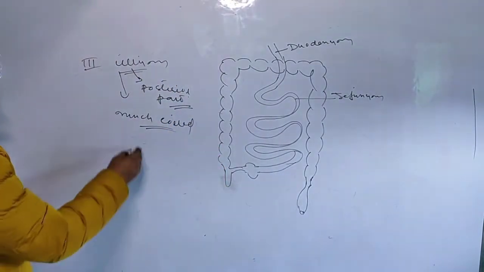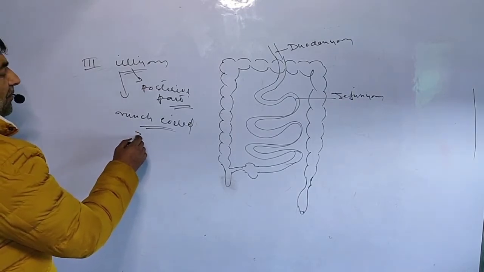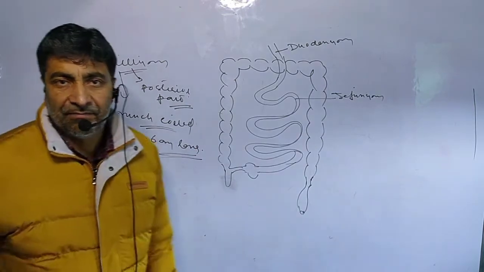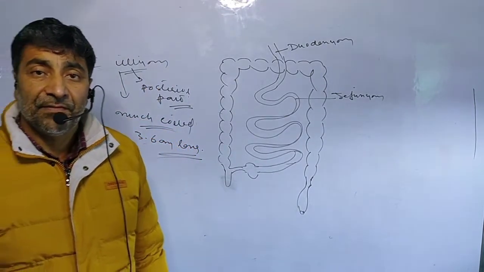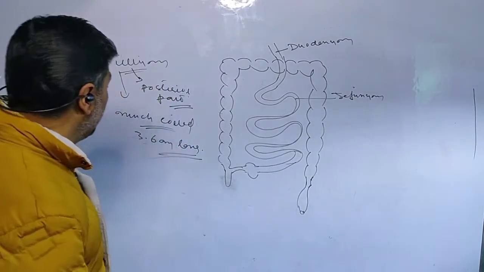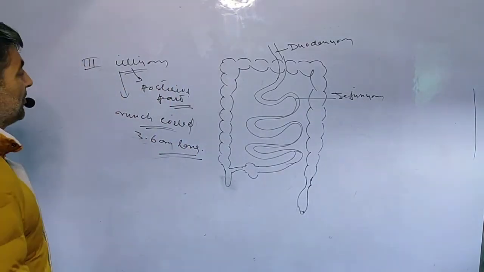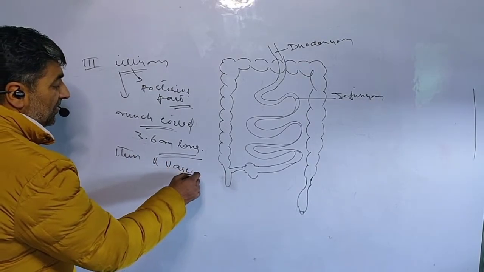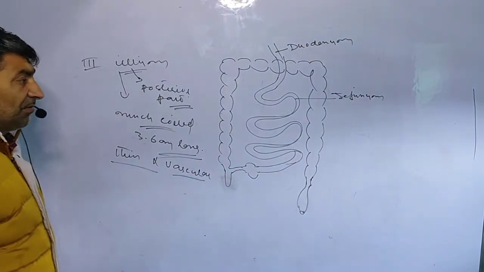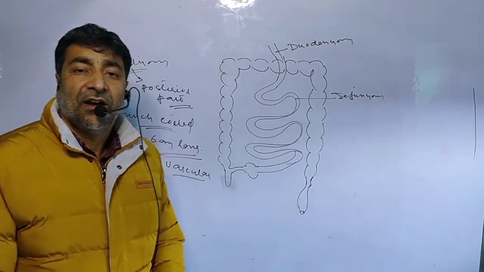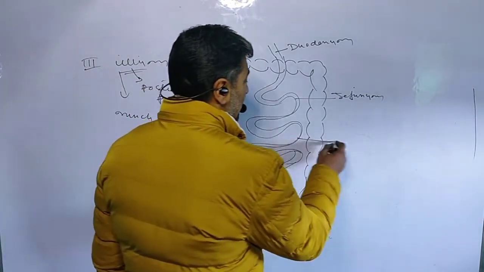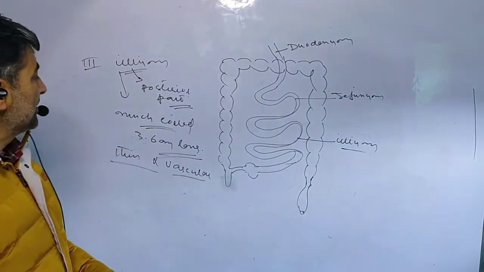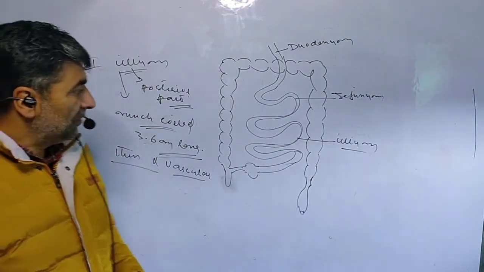It is 3.6 meters long. Jejunum is 2.4 meters long. Ileum is much coiled. It is thin and vascular. Vascular means it also possesses rich blood capillaries. This is ileum.